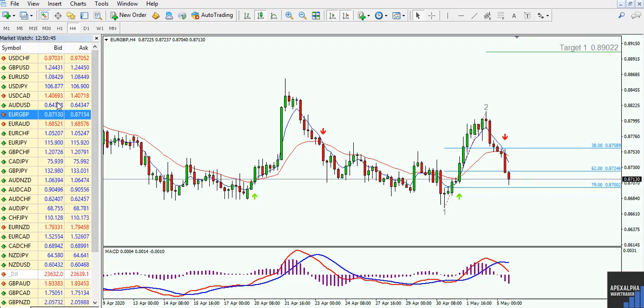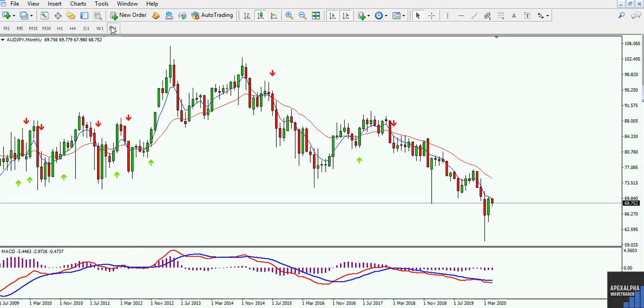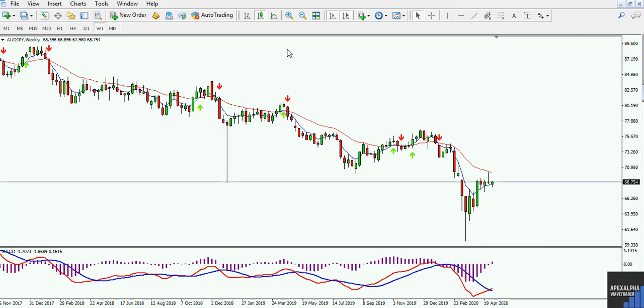AUD JPY. Let's see if we can find that. AUD JPY from the monthly. What do we see? Same scenario here like the other ones. Massive hammer here. Based on what is going on here, it looks bearish for now on the monthly chart. Let's go to the weekly.